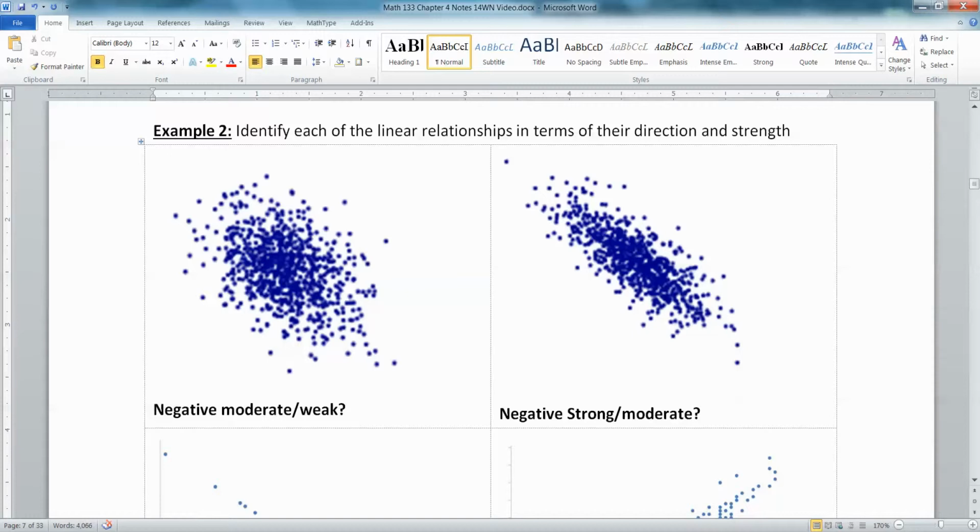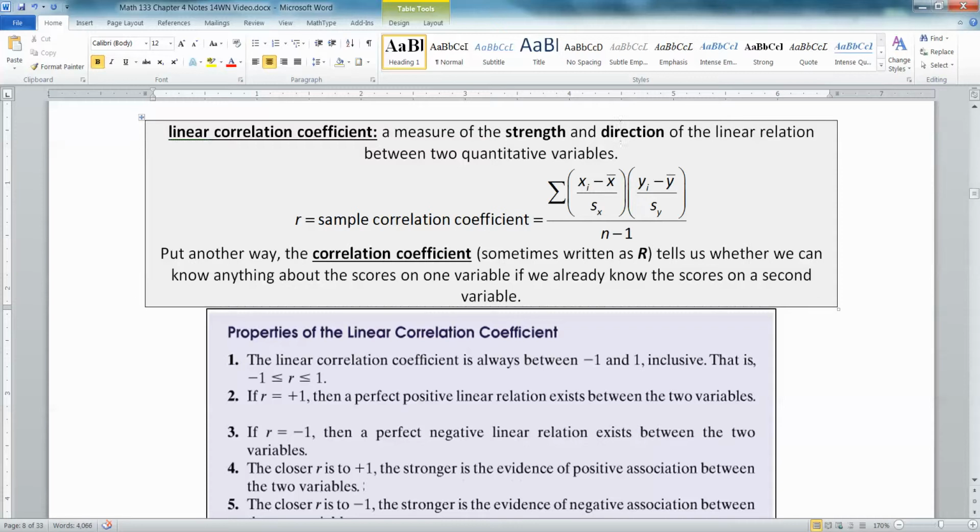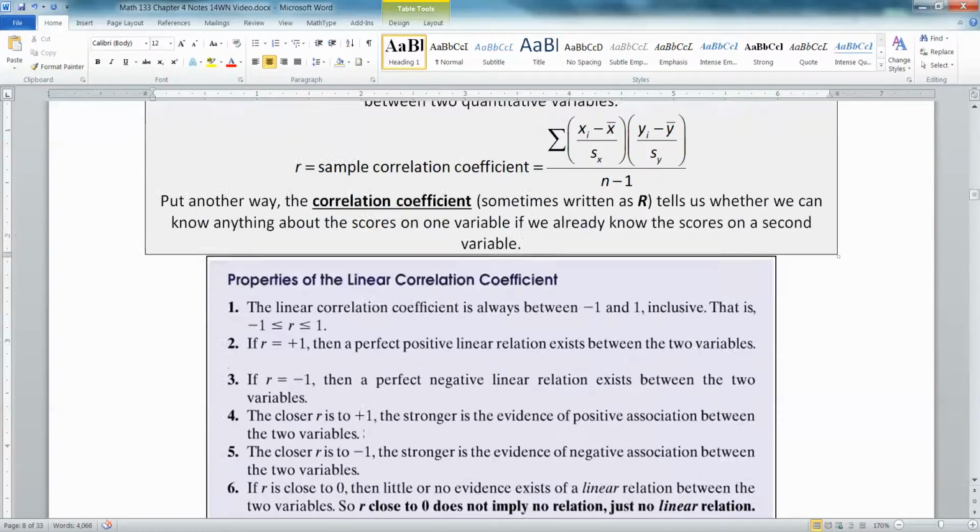No, sir. We want a number that's going to measure it for us. We want some kind of number that we can say, aha, I don't need your picture. I just want to be able to say, yep, the number is here, so that counts as strong. The number is here, that counts as moderate. And so we invented a number called the correlation coefficient. It's going to measure the strength and the direction. It's also called the Pearson product moment correlation coefficient. It's R, sometimes capital R, sometimes lowercase r, it just depends.